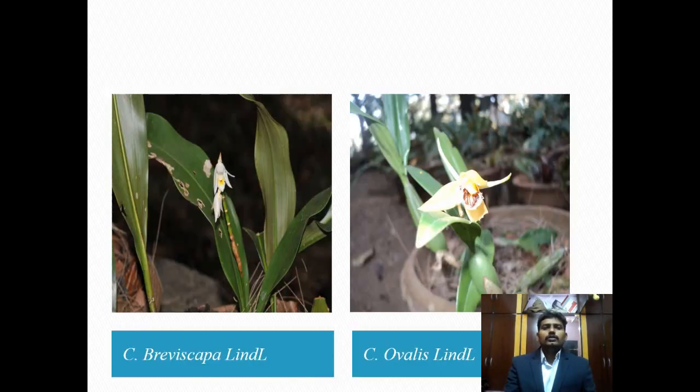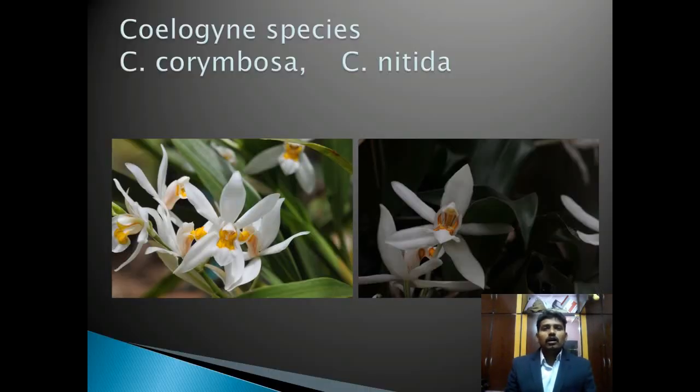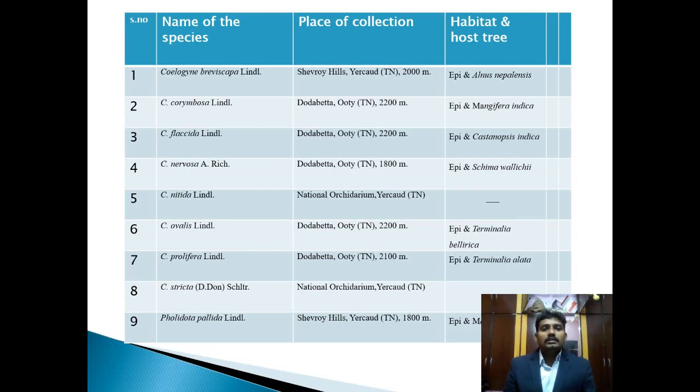Now, this is the picture of some Coelogyne species: Coelogyne breviscapa, Coelogyne ovalis, and also some species like Coelogyne corymbosa and Coelogyne nitida. These are the plants I collected from southern Indian areas, particularly Shevaroy Hills, Yercaud, the Orchidarium, and also Doddabetta, Udhagamandalam. So these are some species I collected from different parts of southern India.